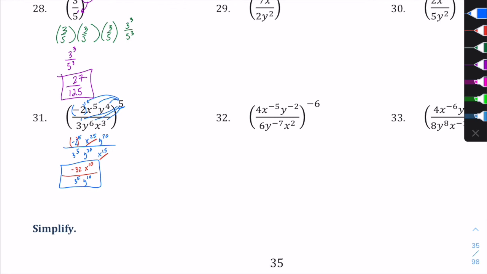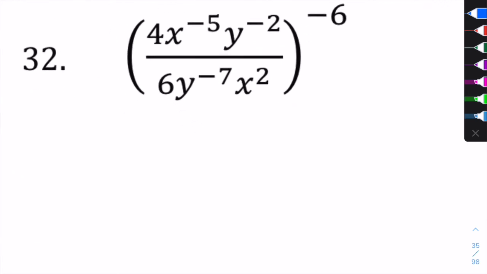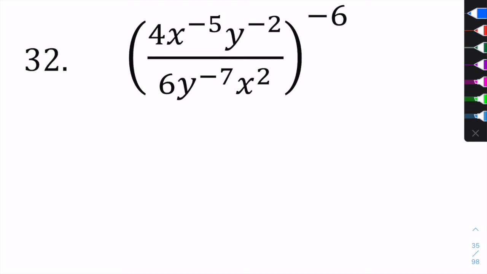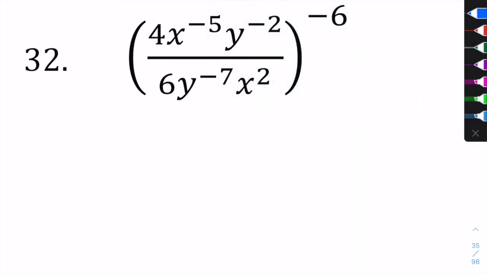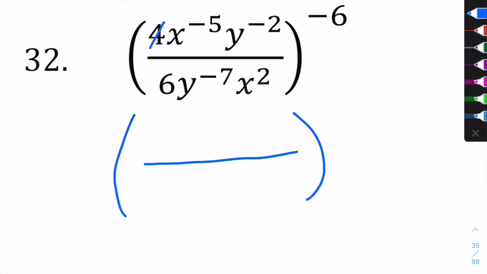Terrific. Well, we should do at least another one of those. That was a lot of fun. This time, instead of applying the negative 6 exponent right away, let's go ahead and simplify some things on the inside here. So, I see some negative exponents, lots of negative exponents in fact. We also see a 4 and a 6, which are a fraction, so we can reduce that as 2 over 3. Terrific. Then we can go ahead and play the move the negative exponent game.